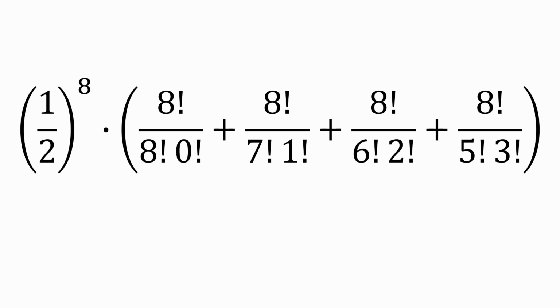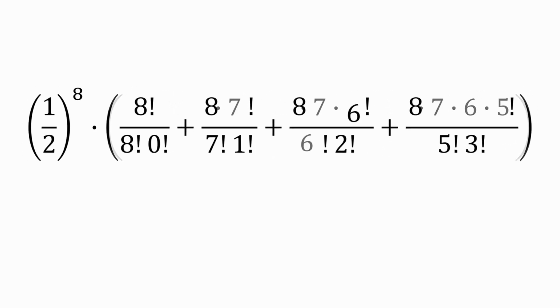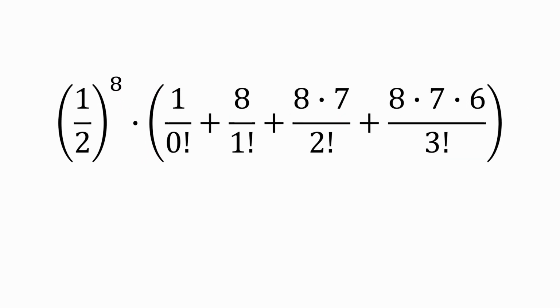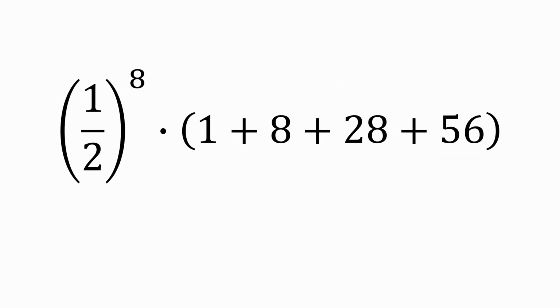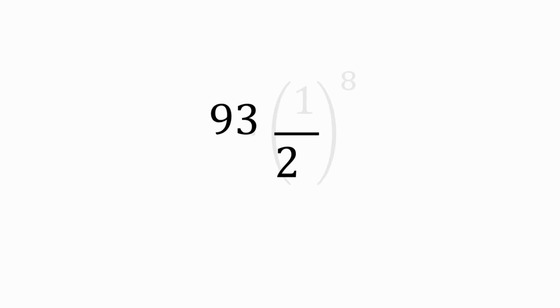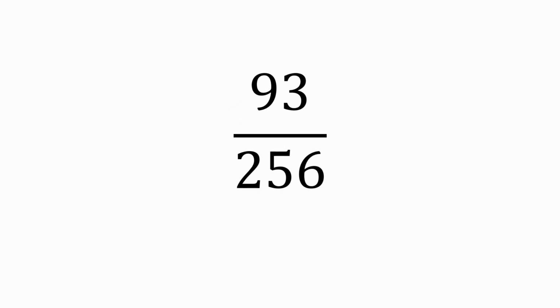Now I'll rewrite the 8 factorials in the numerators in such a way that we get nice cancellations with the factorials in the denominators. The 8 factorials cancel, the 7 factorials cancel, the 6 factorials cancel, and so do the 5 factorials, leaving us with this. Each of these 4 terms becomes 1 plus 8 plus 28 plus 56, which adds to 93. And since 2 to the 8 is 256, we get our answer, 93 out of 256, or about a 36% chance of flipping more heads than tails.